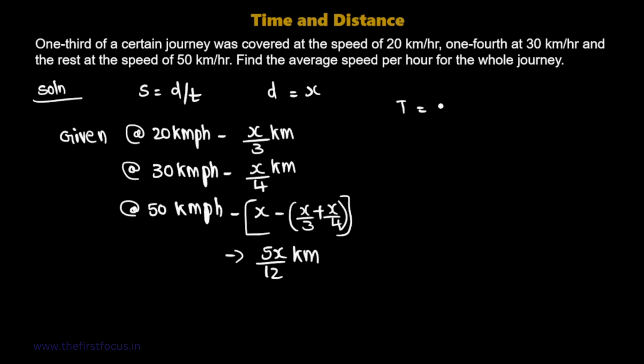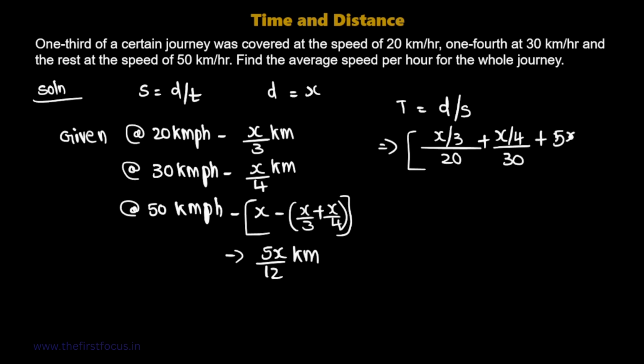Then time is equal to distance by speed. So x by 3 km they have traveled at the speed of 20 km. x by 4 km they have traveled at the speed of 30 km. Then 5x by 12 km they have traveled at the speed of 50 km.